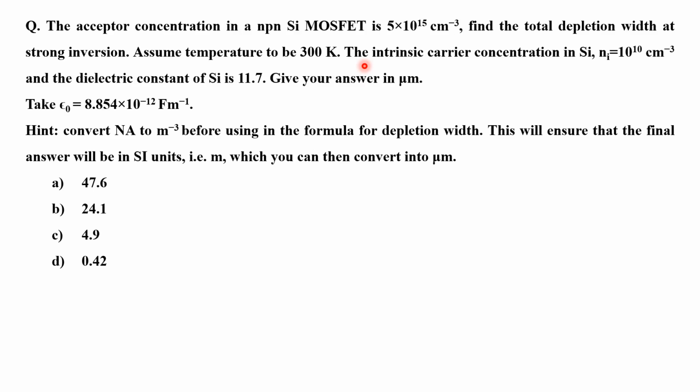Okay. So this question also you might have answered. The acceptor concentration in an NPN silicon MOSFET is 5 × 10^15. Total depletion with that strong inversion, we have to find out. Have you solved this question? Hello, am I audible? Yes, ma'am. Same type of problem, but the values are different. Okay, then you can solve it right now.